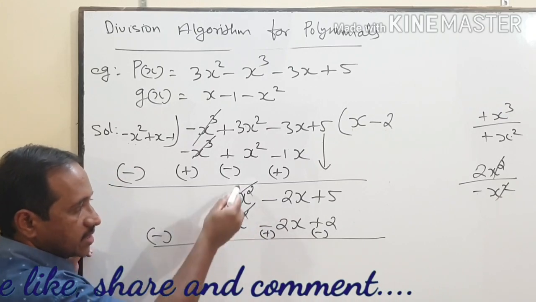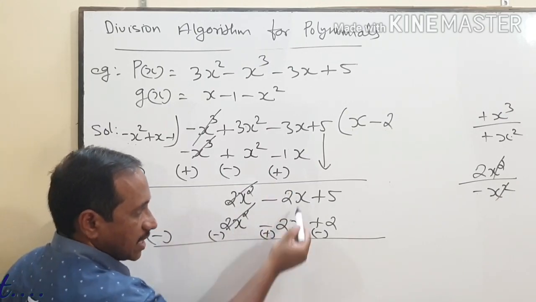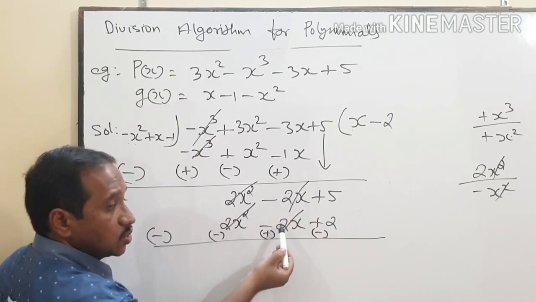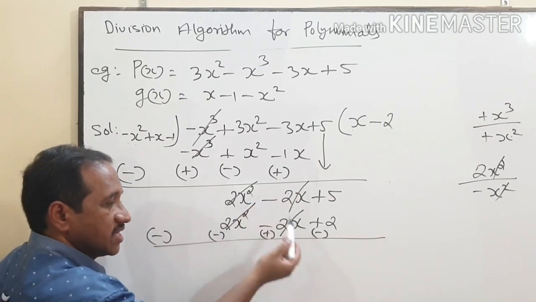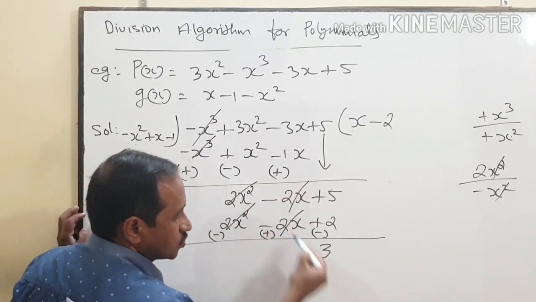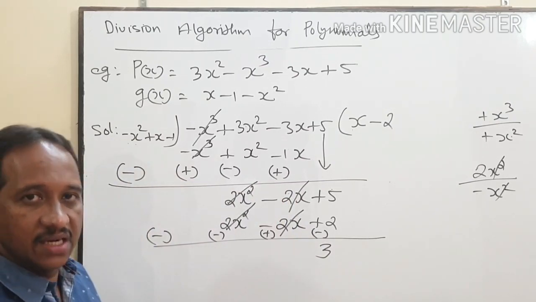2x square minus 2x square get cancelled. Minus 2x plus 2x, that also get cancelled. Minus 2 plus 2 is 0, that is why these two terms also get cancelled. 5 minus 2, that is 3. Now here the division ends.